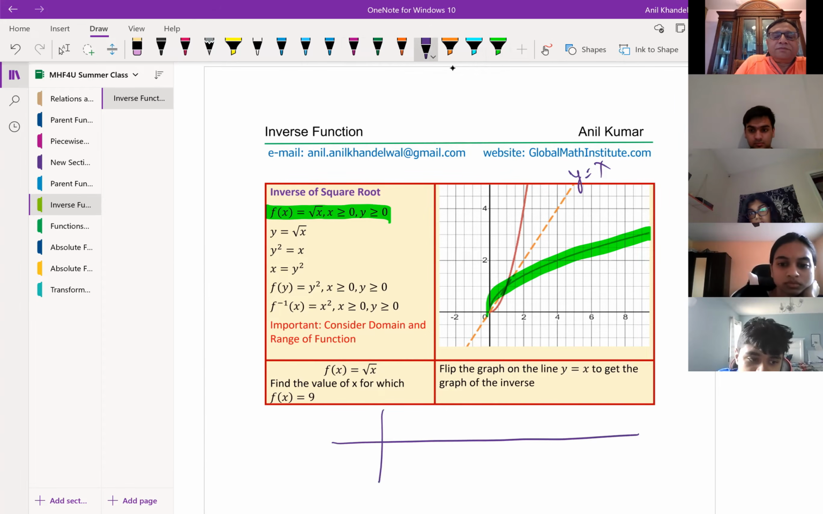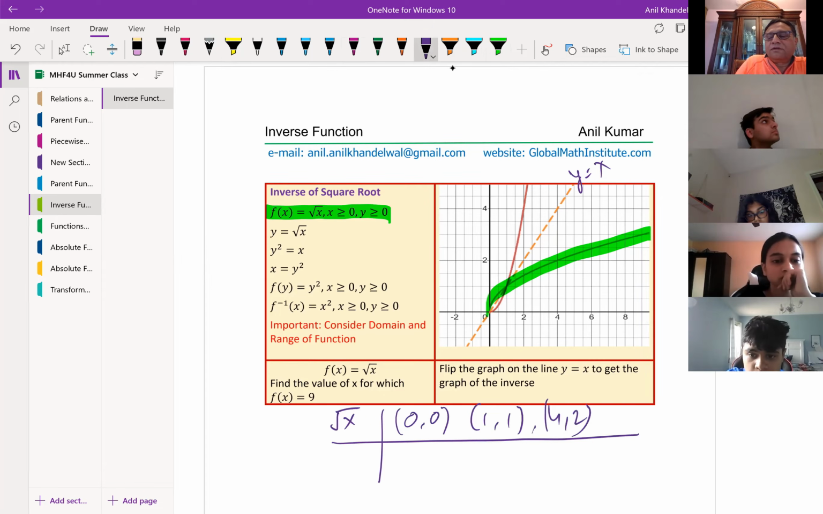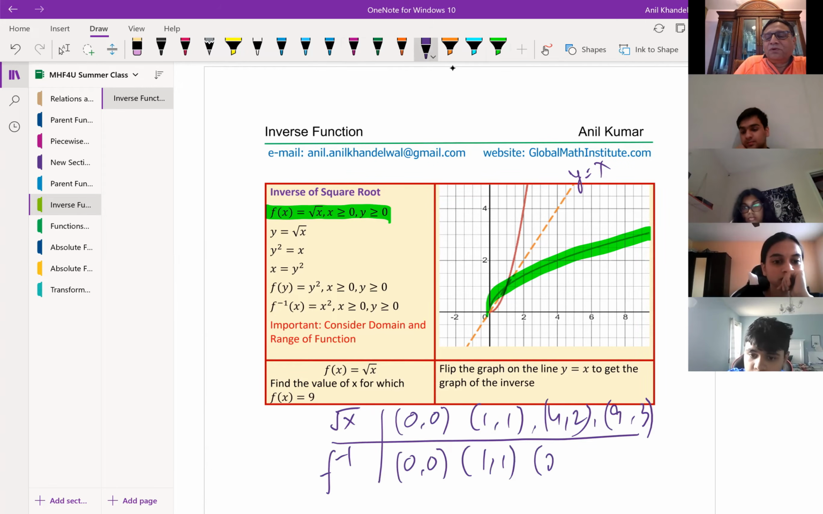And then just... Correct. So we have square root of x, which is (0, 0), (1, 1), right? (4, 2), correct? (9, 3), correct? And inverse will be, f inverse will be (0, 0) will remain, (1, 1) will also remain, both are invariant. And then (2, 4), (3, 9). Is that clear to you? So we can connect and get this red line as our function.